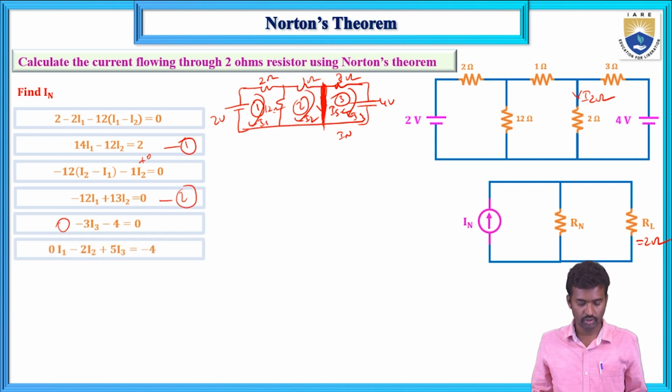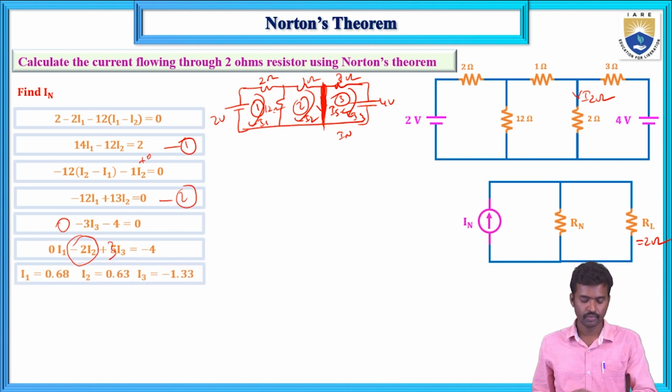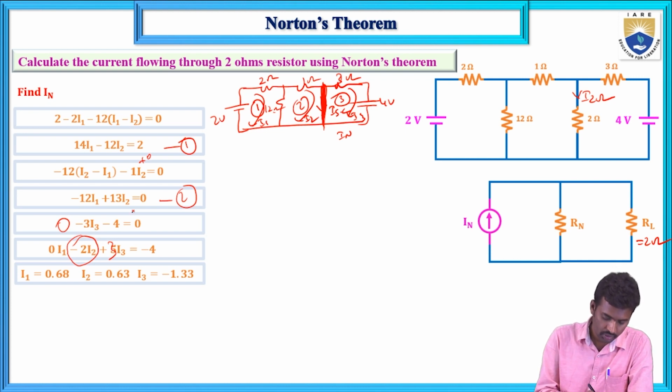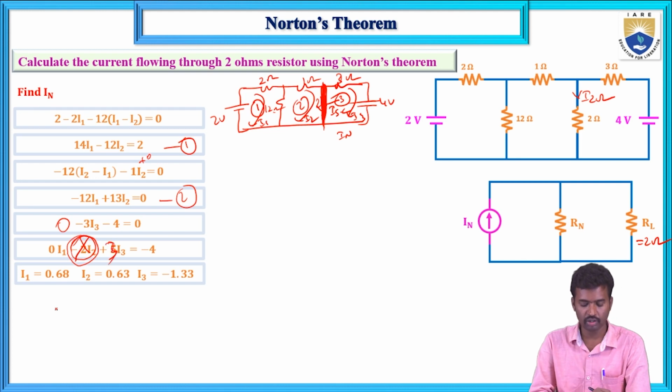Now if you solve these equations, this is 0 I1 and 2 I2, plus 5 I3 equals 0. This is 0, and this is 3 I3 only. Now solve these three equations. There is a mistake here: there is no impact of the 2 ohms resistor, so this value is 0 for I2, and this is 3, not 5.